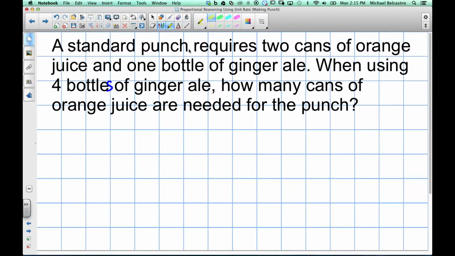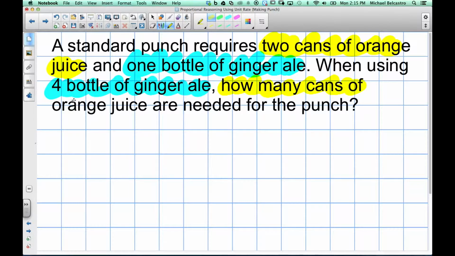So let's highlight important information. Standard punch requires 2 cans of orange juice. And I'll highlight in a different color the other type, the bottles. 1 bottle of ginger ale to build. When using 4 bottles of ginger ale, how many cans of orange juice are needed? Okay, so almost everything here is pertinent information.